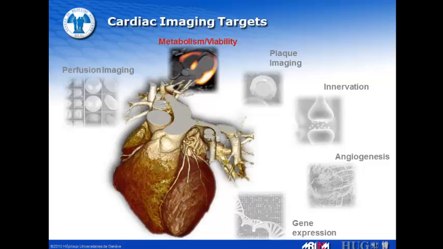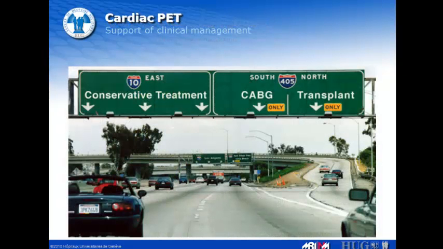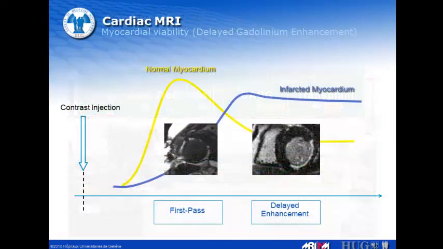So let's look a little bit at metabolism and viability. Why is it important? Because whether a coronary area is viable or not will decide whether the patient will go on with conservative treatment versus coronary replacement, or even, in severe cases, heart transplantation.